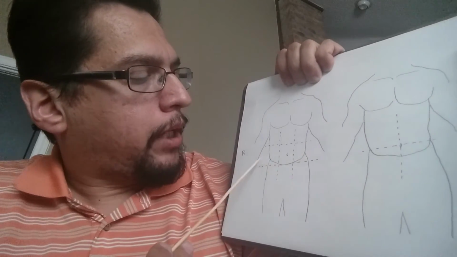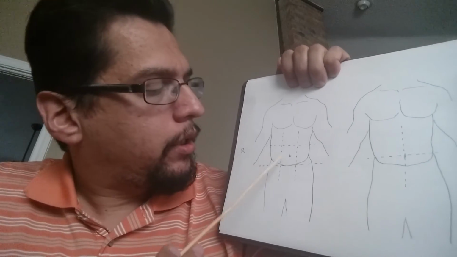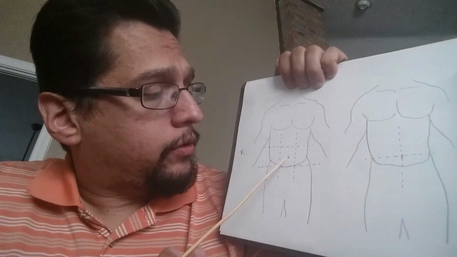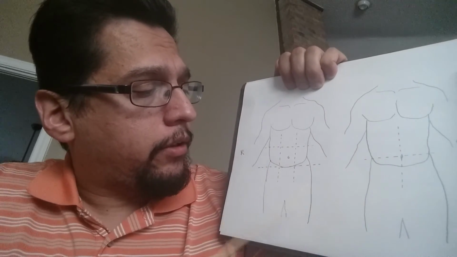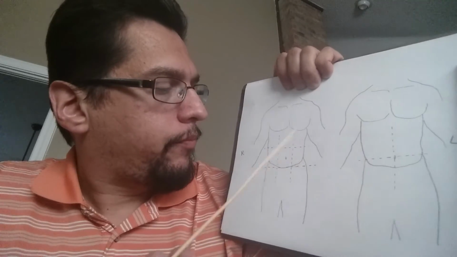Now we'll come down to this middle 3, and here you will have your right lumbar region. Over here you will have your umbilical region. As you can see, the umbilicus is illustrated there. And on this side you will have your left lumbar region.